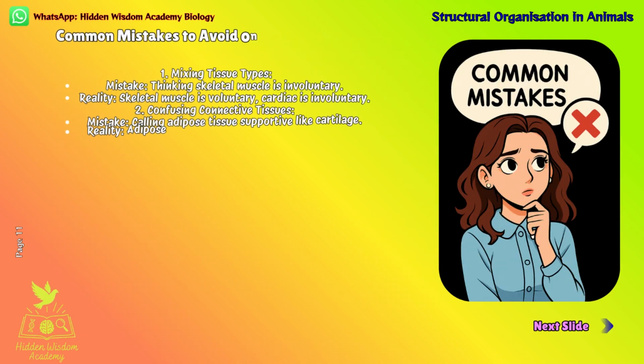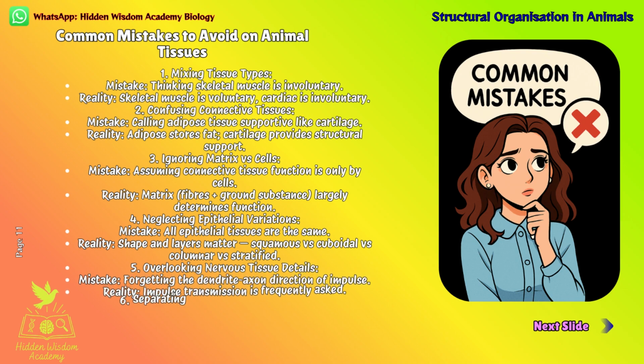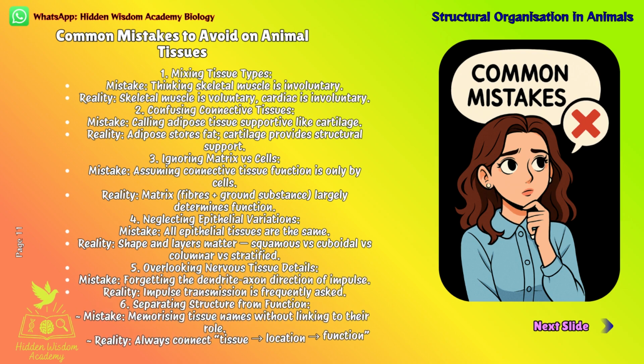Before we wrap up, let's see some common mistakes to avoid on animal tissues. First, don't mix up muscles, such as skeletal is voluntary, cardiac is involuntary. Second, know your connective tissues, such as adipose stores fat, cartilage gives support. Third, remember the matrix, which has fibers and ground substance, decides function, not just the cells. Fourth, check epithelial shapes such as squamous, cuboidal, columnar, or stratified, each has a role. Fifth, in nervous tissue impulses go from dendrite to axon. Finally, always link structure to function, know the tissue, where it is, and what it does.